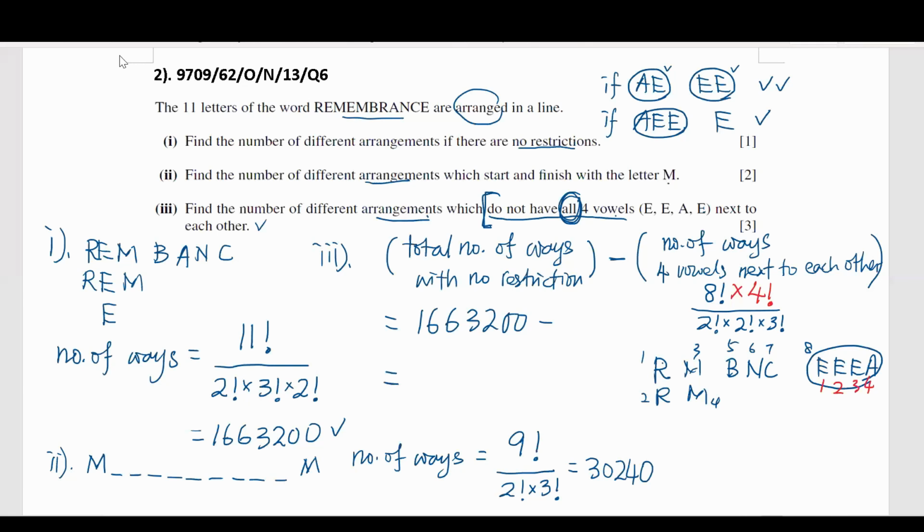So hence, the number of ways with no restrictions minus the number of ways where all 4 vowels are next to each other. Using calculator, the value is 40320. The answer will be 1622880. So this is the number of arrangements for part 3.